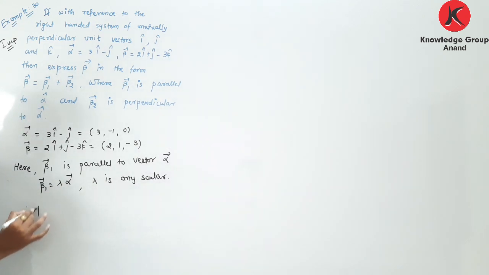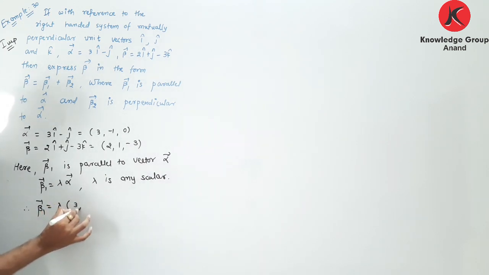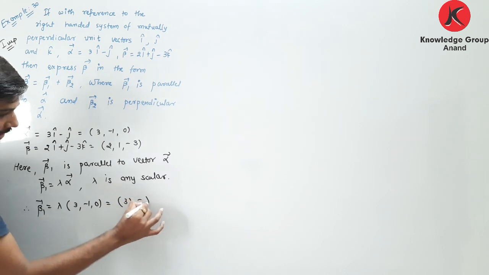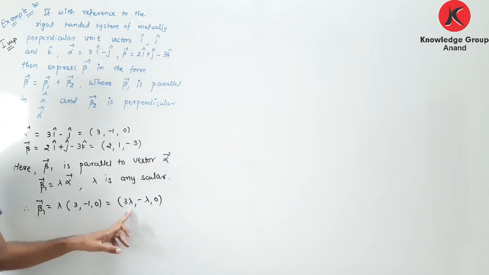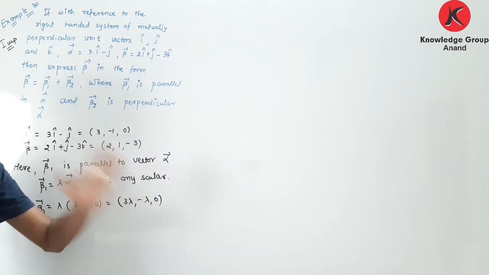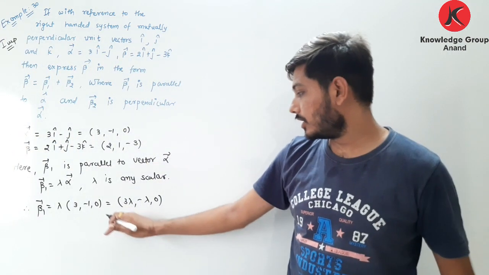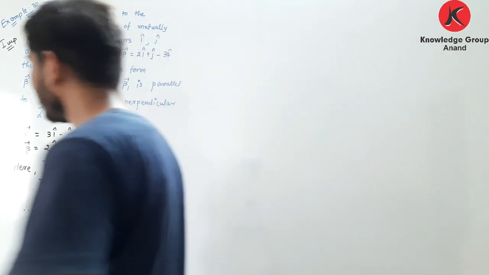Therefore, we can obtain the vector beta 1, which equals lambda times vector alpha. Alpha is given here as 3, minus 1, 0. Therefore, I will get 3 lambda, minus lambda, and 0. This is our vector beta 1. In this vector beta 1, instead of 3 unknown quantities, there is only one unknown quantity. Lambda alone has to be obtained. You do not need to obtain the 3 unknown quantities x, y and z coordinates. Once you obtain the single lambda, beta 1 will be ready.